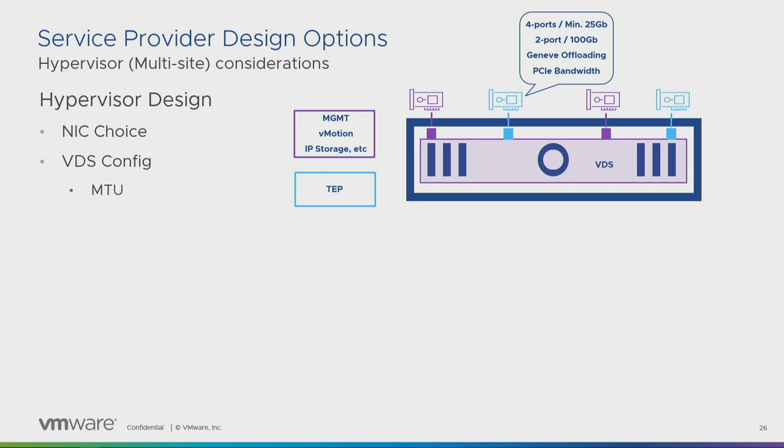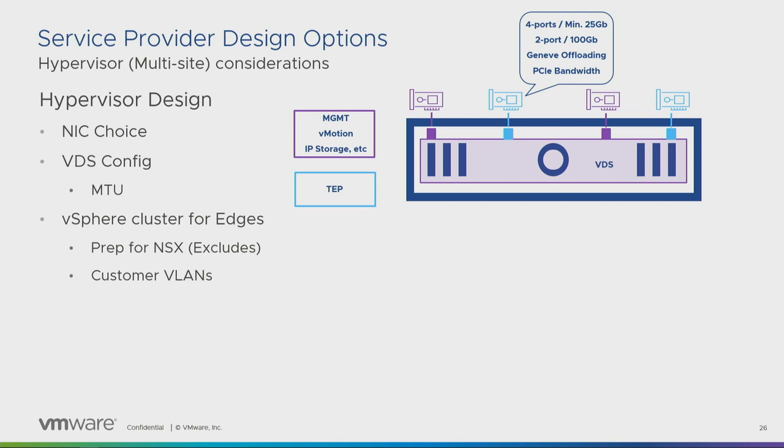So we talked about NIC choice and VDS design, and now talking about MTU. Well, the minimum is 1700. Normally we would not set anything in between, so go for the maximum, 9000. That is easily done, and it prevents all kinds of issues in the future.